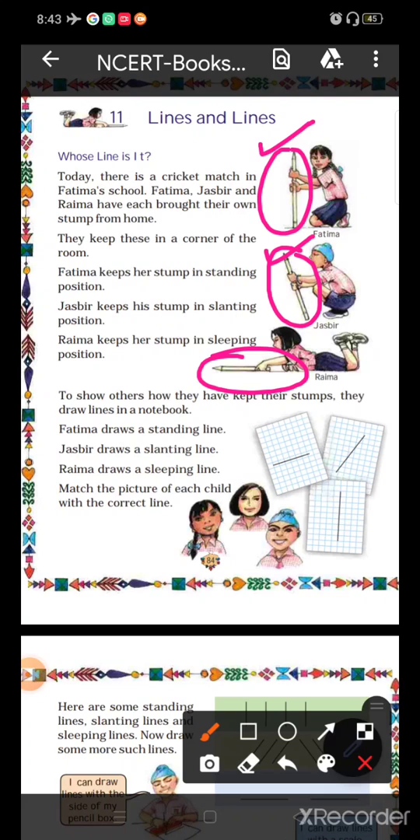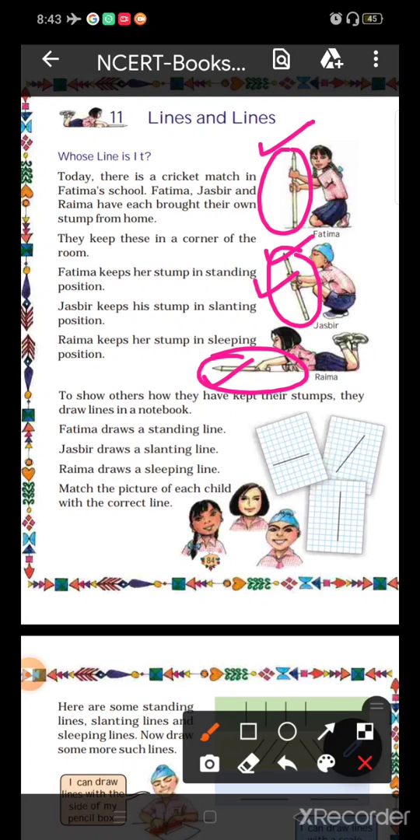Why does Jasbir draw a slanting line? Because Jasbir keeps his stump in slanting position. That's why Jasbir draws a slanting line. Okay. Then Raima draws a sleeping line. Why does Raima draw a sleeping line? Because Raima keeps her stump in sleeping position. That's why Raima draws sleeping lines.